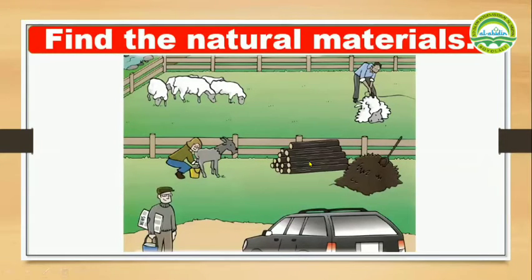Now look at this picture. Find the natural materials. You look at the car and the newspaper, and these things are man-made. And goats, sheep, trees, soil, and animals are all natural materials. So what are the natural materials? Sheep and wool, and soil, trees, animals are all natural. And look at the newspaper and the car. These things are made by man, so you will call them man-made.